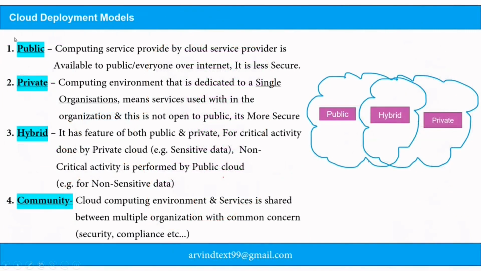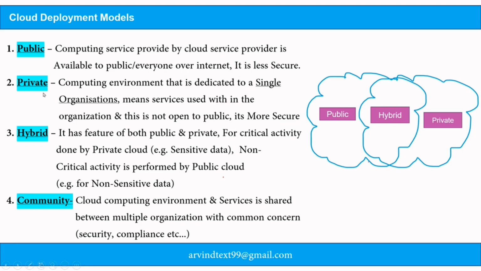So friends, let's discuss cloud deployment models. Cloud deployment models are of 4 types. One is public, second is private, third is hybrid, fourth is community. Okay, so let's discuss public. Public is nothing but a computing service provided by the cloud service provider that is available to the public, that is everyone over internet. It is less secure. The services which are available on the public cloud are available to everyone over internet. That's why it is less secure.